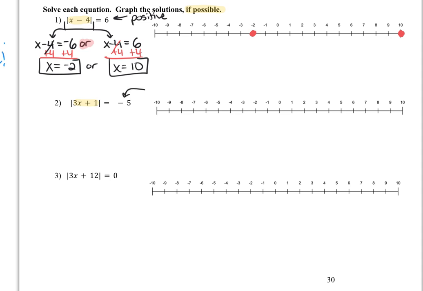All right, well, is negative 5 positive or negative? Negative. By definition, will an absolute value ever equal a negative? No. So as soon as I see that they're trying to tell me that the absolute value of something is equal to a negative, this is not true, and there is no solution.